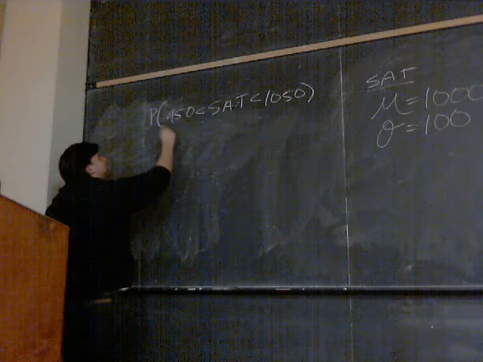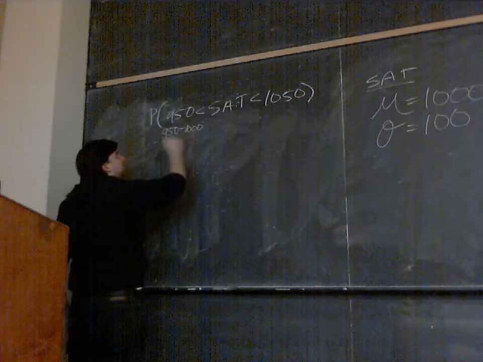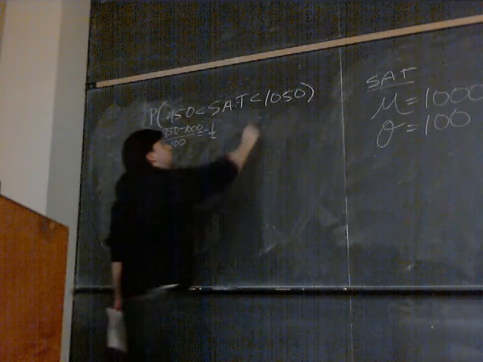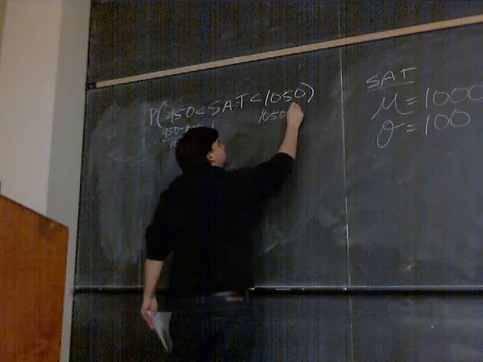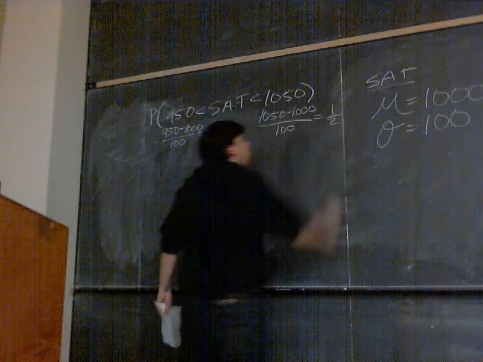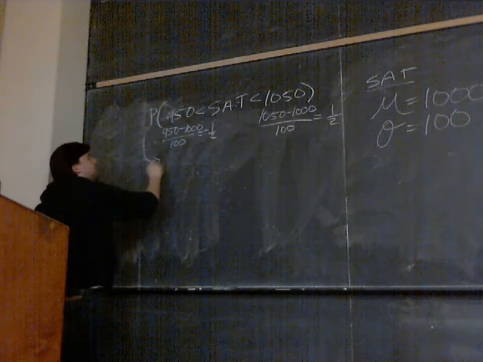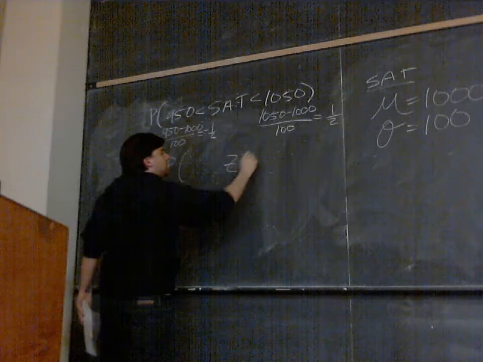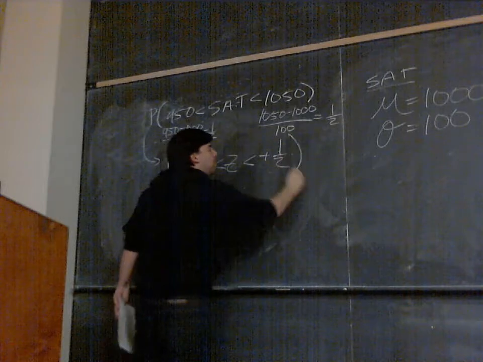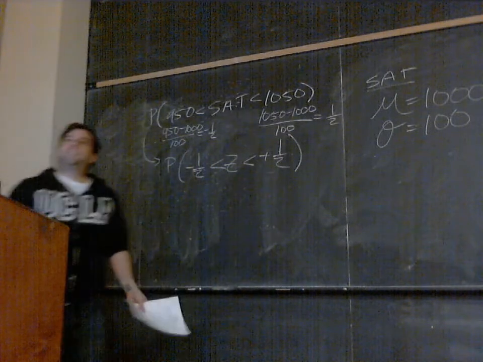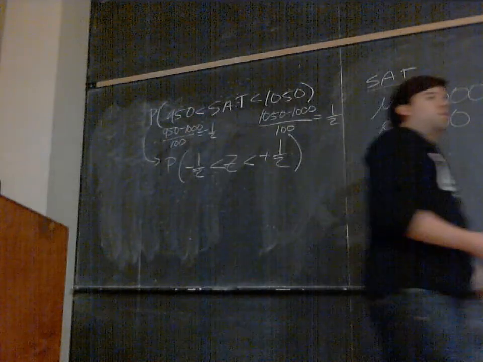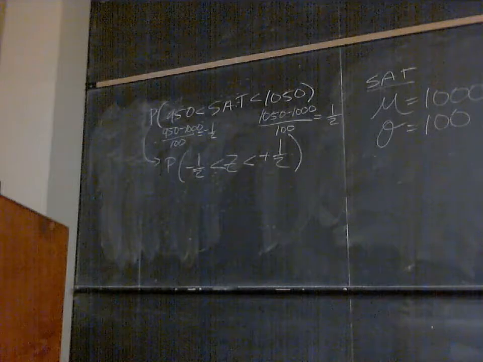So I have 950 minus 1,000 divided by 100 gives me negative 50 over 100. That's negative 1/2. Similarly, 1050 minus 1,000 is 50, divided by 100 gives me positive 1/2. So I've rewritten this as the probability that z is between negative 1/2 and positive 1/2. What's our procedure? Our table is not written in in-betweens, much like it's not written in greater thans. So what is our workaround for in-between probabilities?